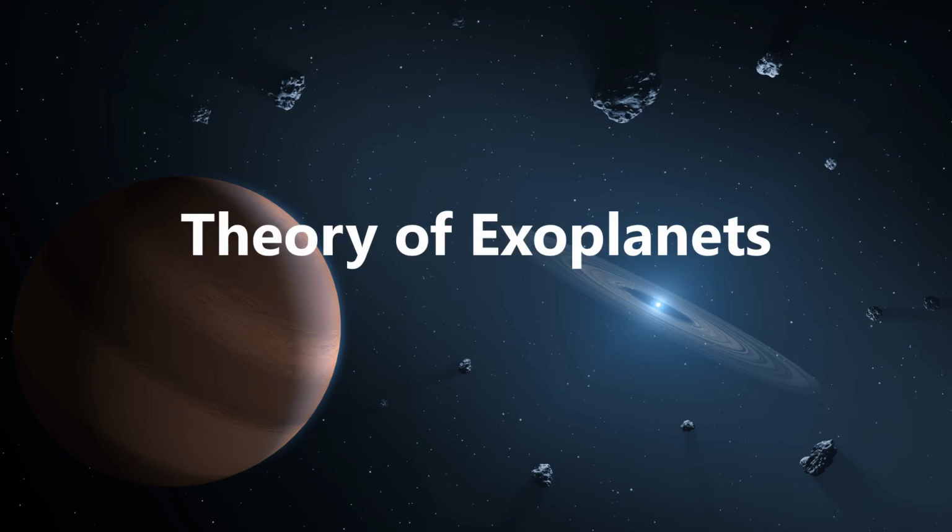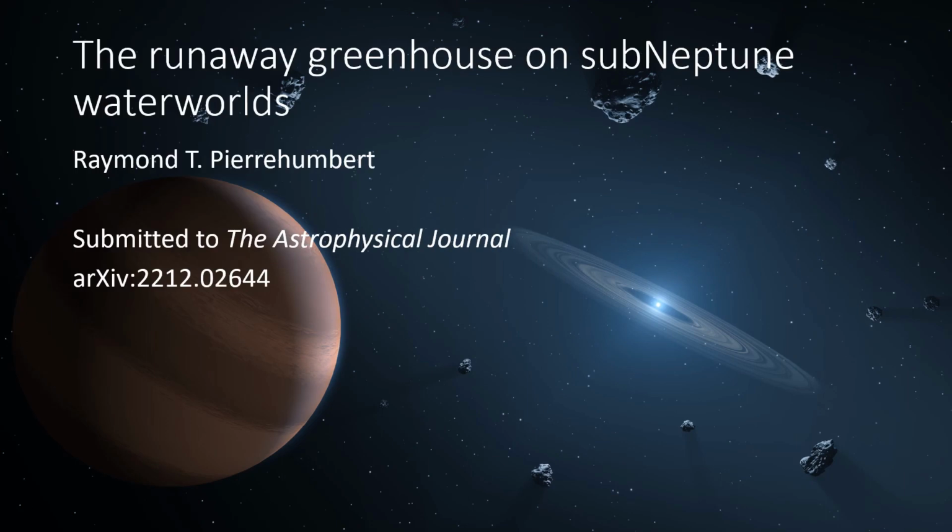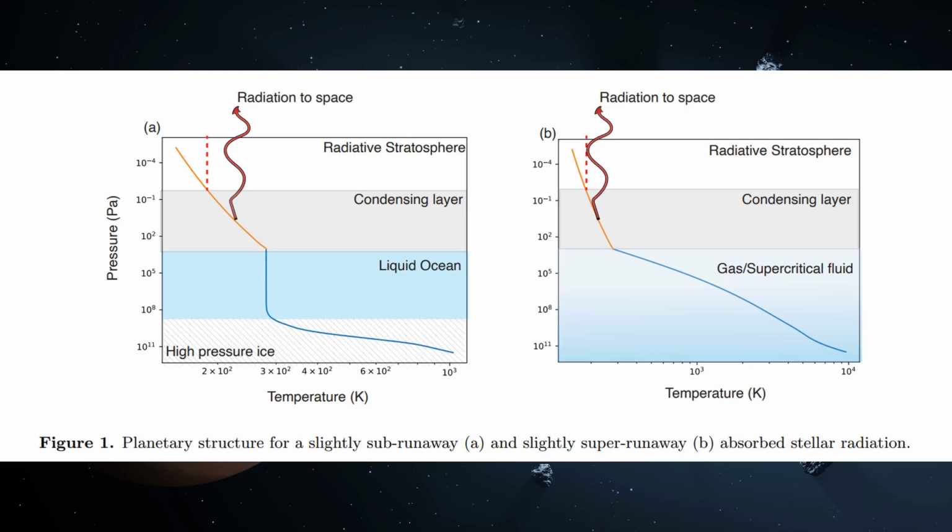Moving on to theory papers, we had one about sub-Neptunes, the Runaway greenhouse on sub-Neptune water worlds, and this was looking at the internal structure of sub-Neptunes, assuming they have significant amounts of water. And the usual model is you would have a liquid water ocean over top of high-pressure ice, and that'll come up again later. Ice that's under high pressure has a different crystal structure, so it sinks in water. And then a water vapor and possibly partly hydrogen atmosphere on top of that.